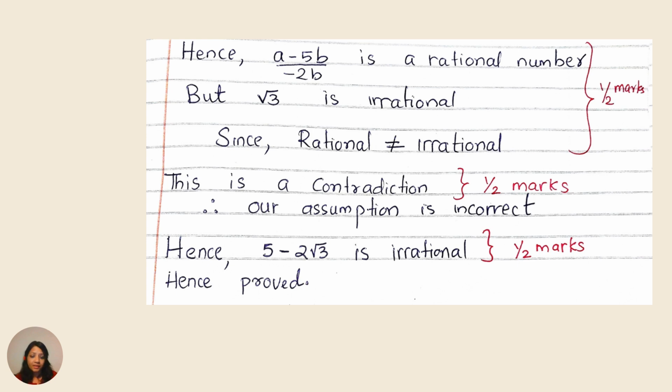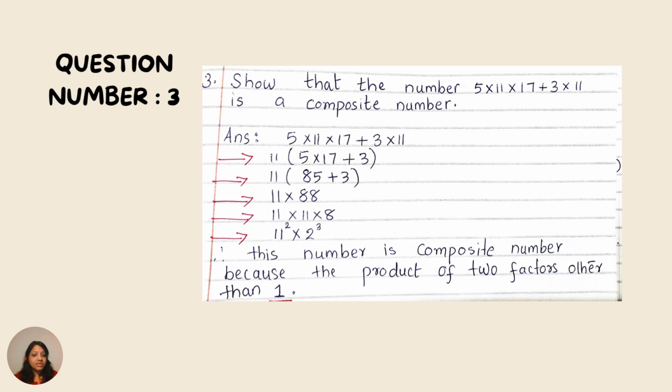Okay, let's go to the next question. Question number 3. Show that the number 5 times 11 times 17 plus 3 times 11 is a composite number. This question is random, like before. Most of the time, if you take this question, it will already have been there. So please make sure you practice.